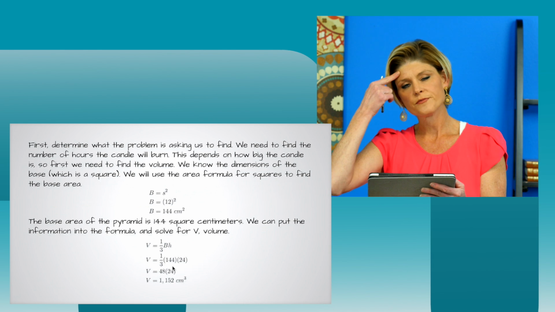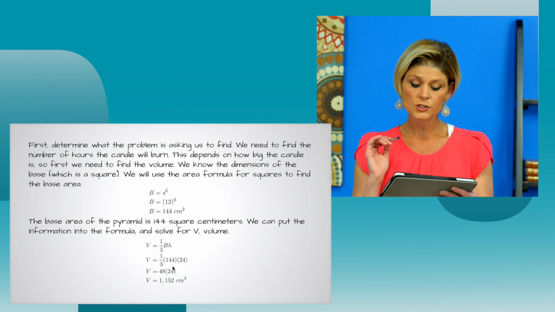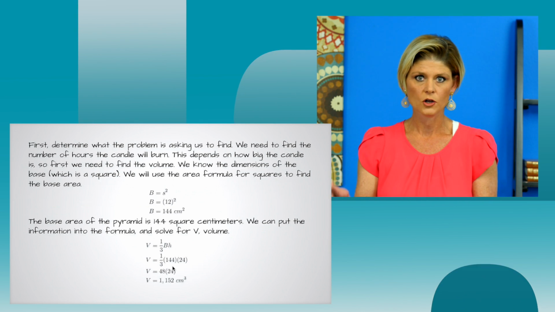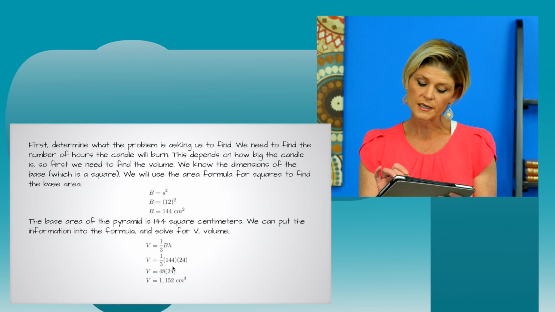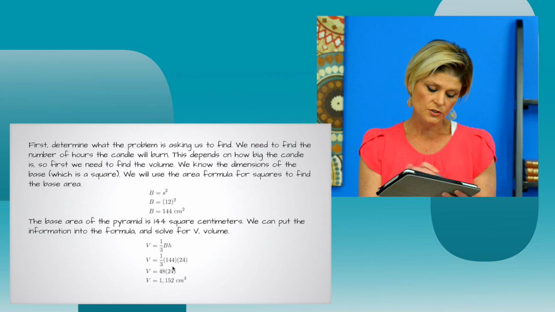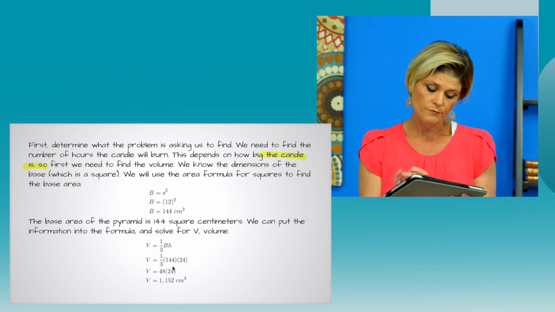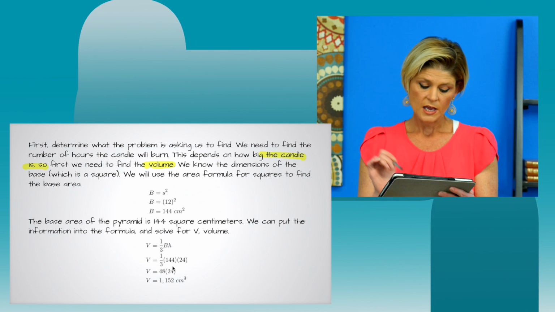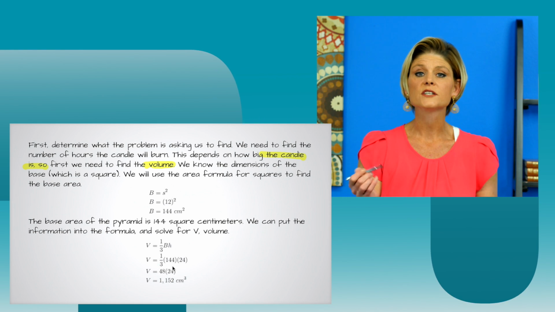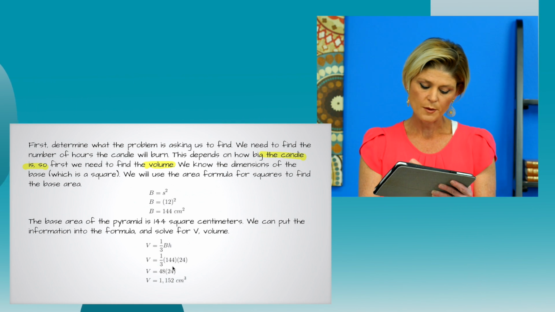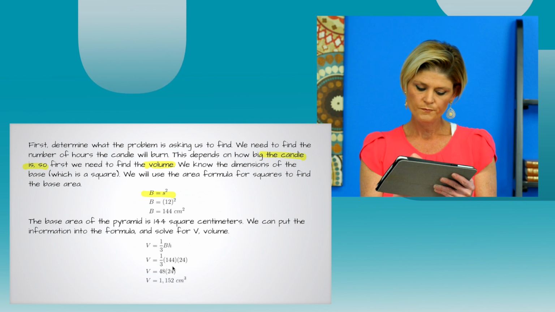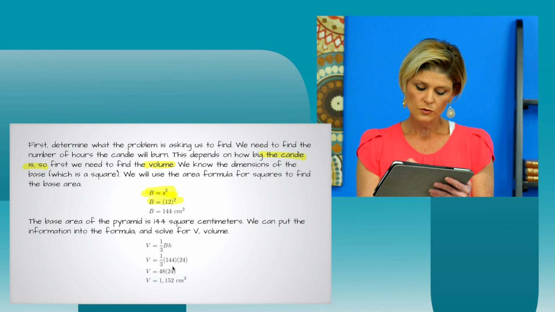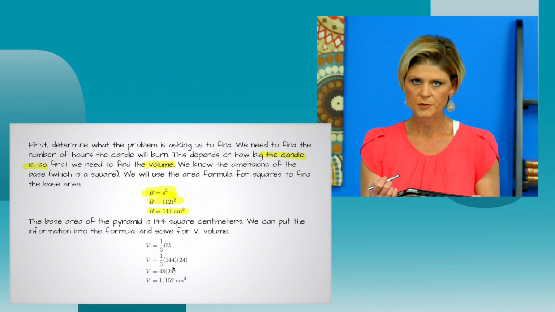So, first of all, we want to figure out what the problem is asking us to do. We need to find the number of hours that the candle's going to burn. Ultimately, that's our goal. Now, this depends on how big the candle is. So first, we need to find the volume, right? Now, we know the dimensions of the base, which is a square, and we're going to use the area formula for squares to find the base area of that candle. So we get B equals S squared, and that side is 12, so we get B equals 12 squared. So B equals 144 centimeters squared.